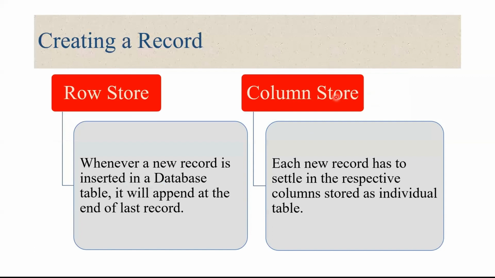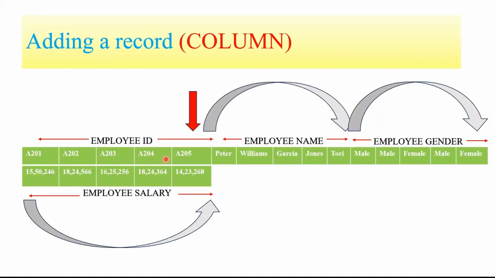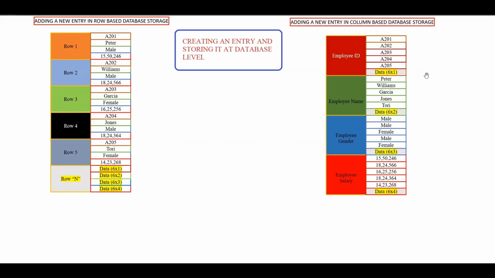Whereas in case of column store, the new record has to settle in the respective columns where they are stored as individual tables. In the employee ID mini table, a new field will be added. Similarly, in the employee name mini table, a new field will be added and so on. And this is how the data is going to fill in case of column store. The data is split and stored at different places. To fill the data, it has to travel long from one column to another column. And in case of vertical arrangement, the same will happen here also. In each column individual table, the new entry will be added at the end.